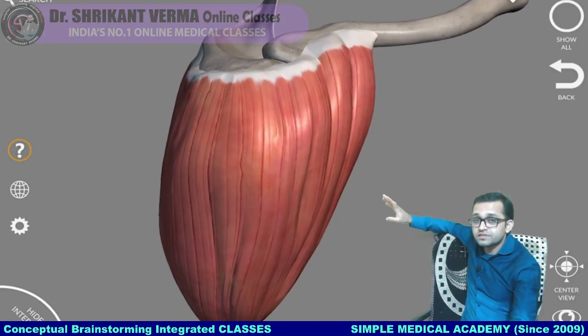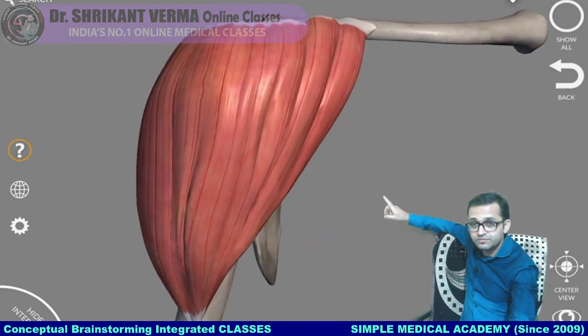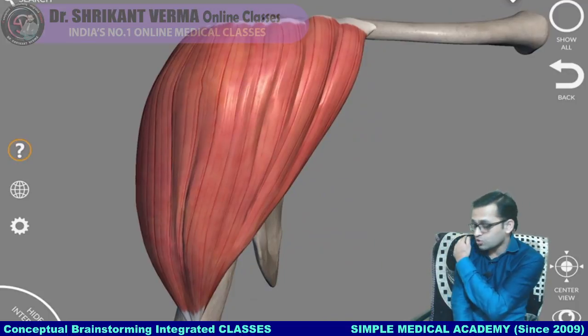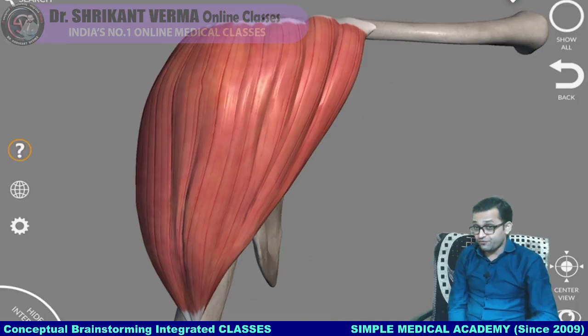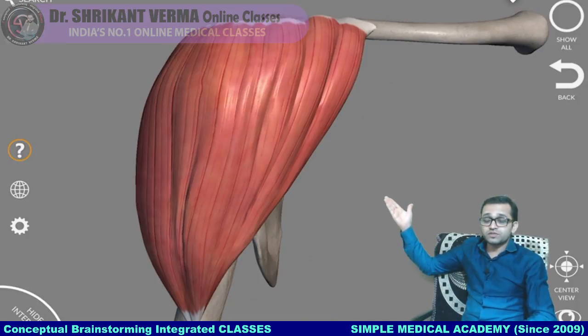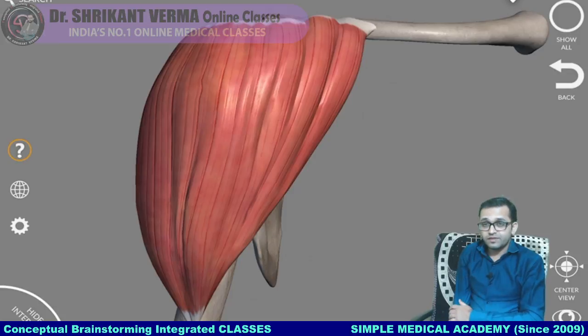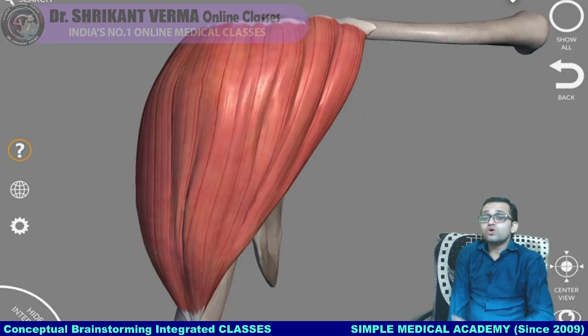This is our scapular region near the scapula. This muscle is responsible for the rounded contour of the shoulder. Clinical point to remember: if there is paralysis of this muscle, it will cause loss of the rounded contour of the shoulder.